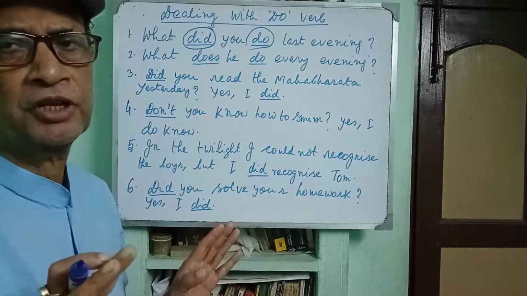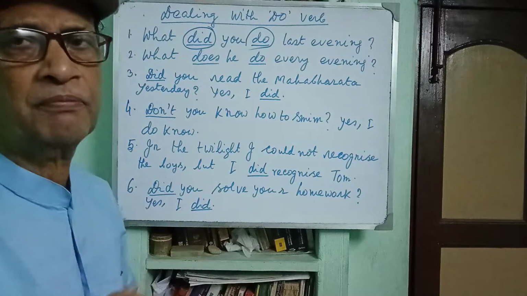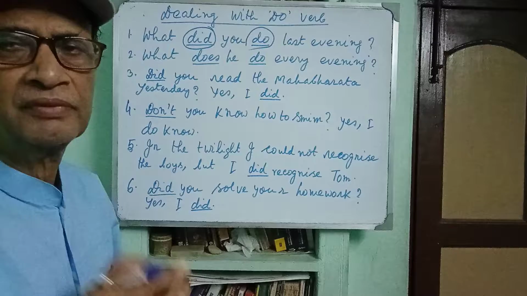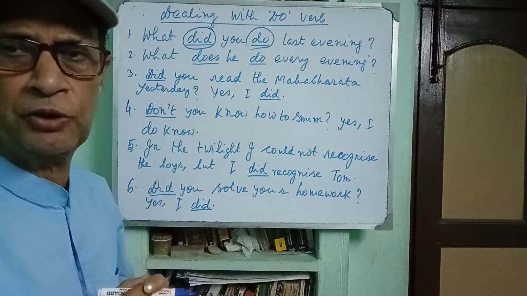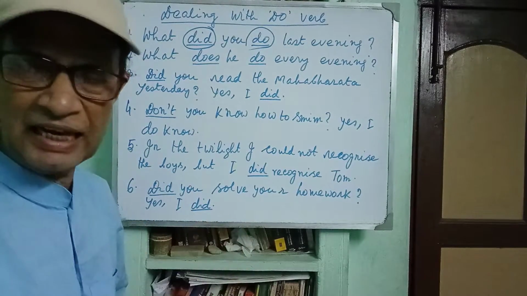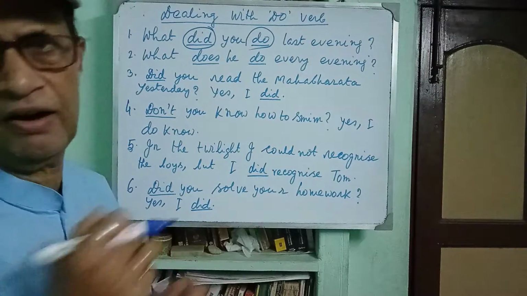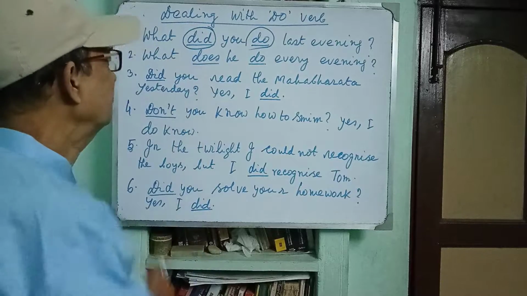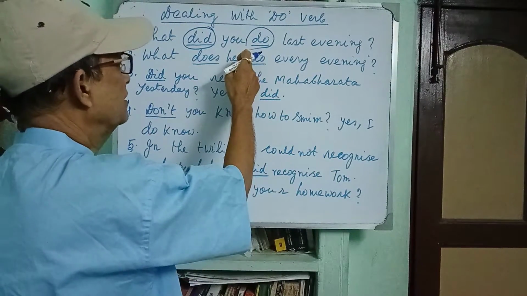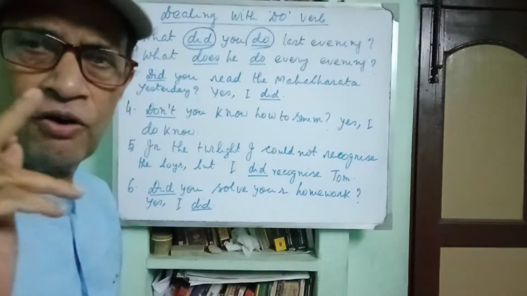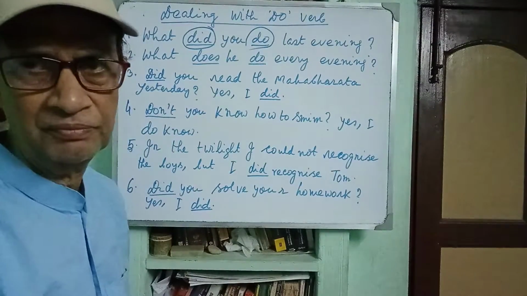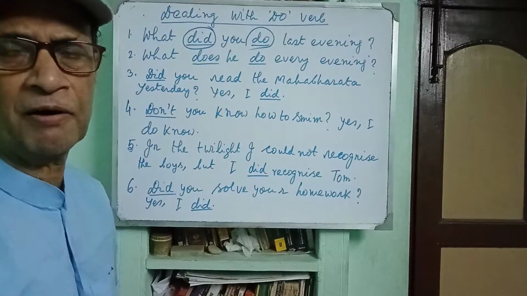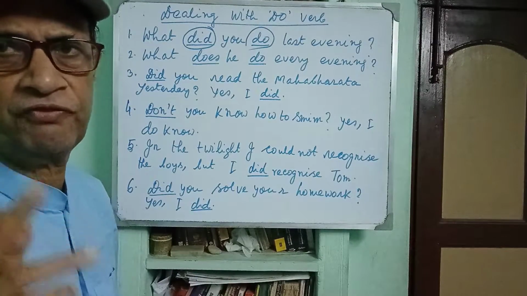So I have used do verb in a single sentence to make you understand that do can be used both as auxiliary verb and as principal verb. The first one is auxiliary verb and the second one is principal verb. When the auxiliary verb is in the past form, it is natural that the principal verb or the finite verb will be in the present form.